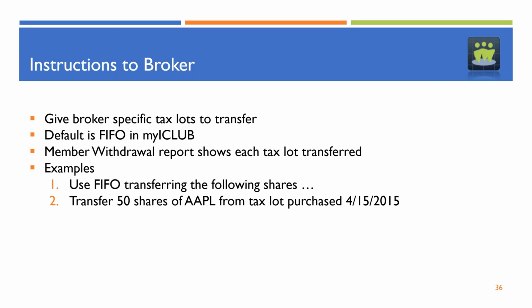That makes the default a little easier, but sometimes the club doesn't want to do that. They want to keep the older shares. Maybe they have more gain or less gain, and some more recent shares have a higher gain, and they want to transfer those instead. But you're going to have to give your broker some specific instructions.